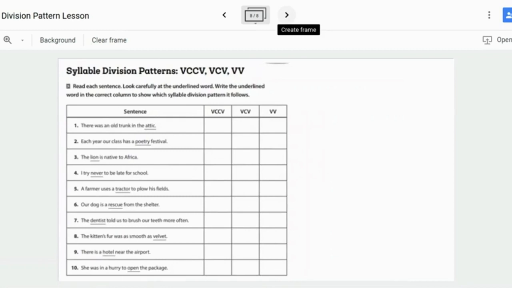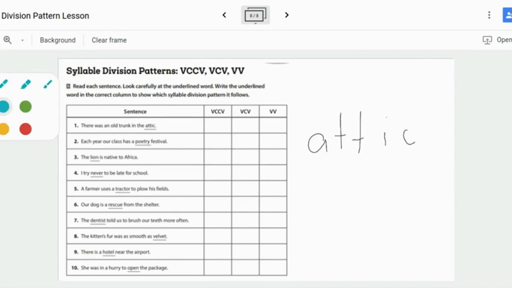You're going to complete this assignment. And the first thing that you will do is read the sentence, look at the underlined word, and then you're going to put it in the correct column. It tells you to write the underlined word in the correct column to show which syllable division pattern it follows. So our first word for number 1, we have there was an old trunk in the attic. So we have the word attic. I'm just going to write it over here because it's very small on mine.